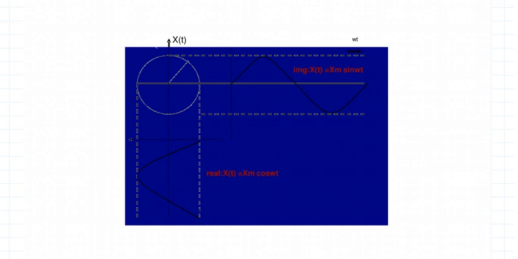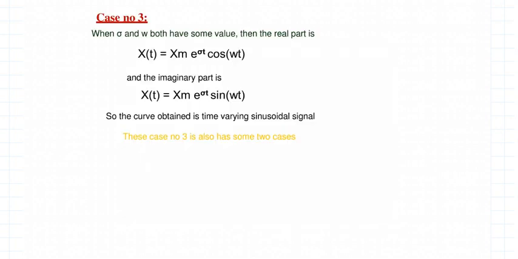Okay, now we will move to case number 3. What is case number 3 now? The third case is when both sigma and omega exist. Both are non-zero. That is the meaning of the third case. Both are existing together in the signal. Neither of them is zero. Correct? So what happened here?